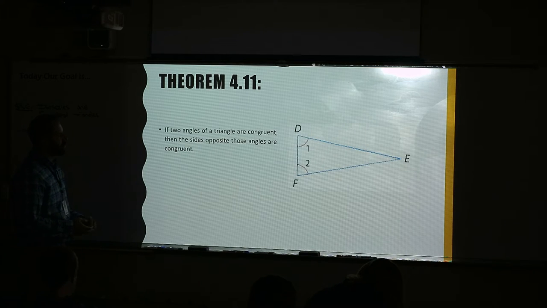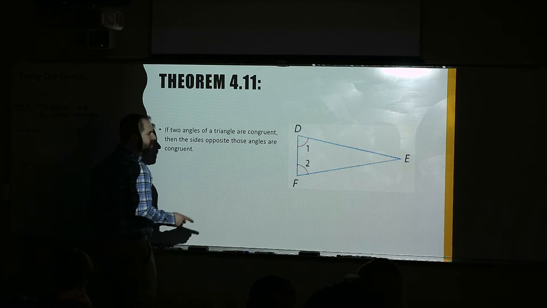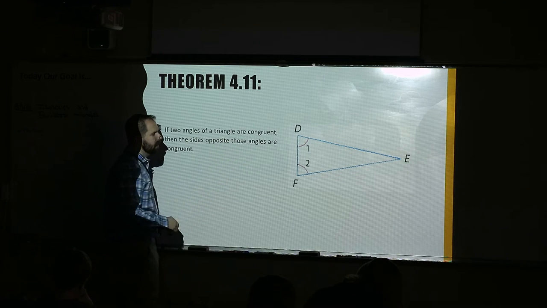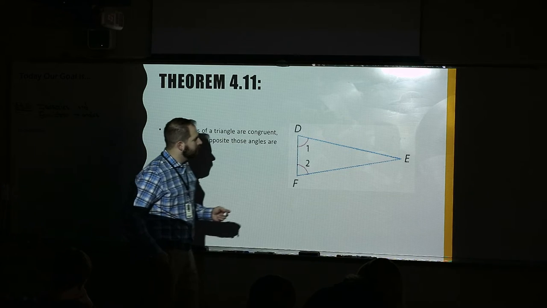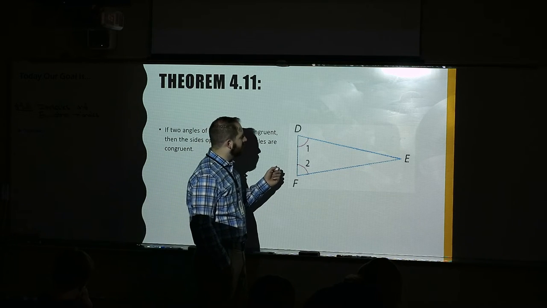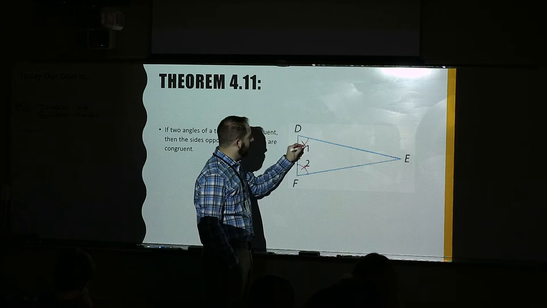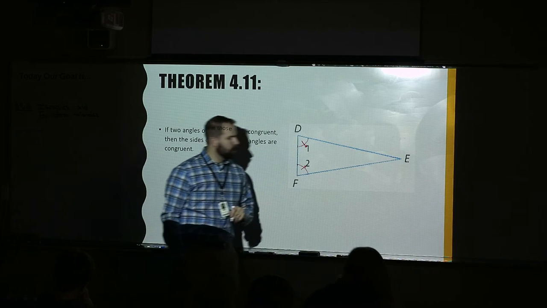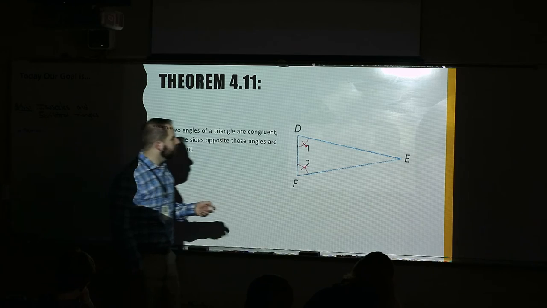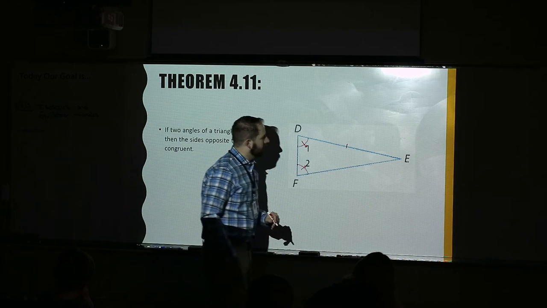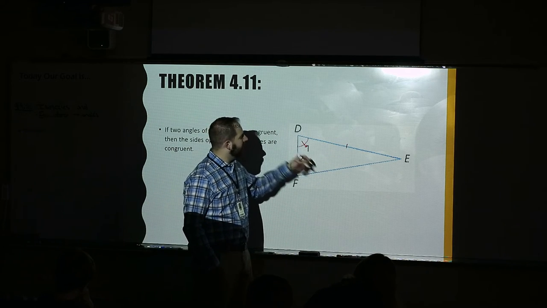So here's kind of the picture. I'm given that angle 1 and 2 on this particular picture are equal. I want to prove that certain walls across from them are the same. So what are the walls that are across from 1 and 2? Somebody give me the letters. What are the walls across from 1 and 2? That way and that way. D, E, and? What's the other wall? F, E.